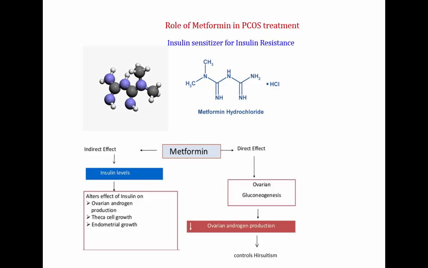This is the structure of metformin, and it acts by two pathways. First, it affects the insulin binding with the cell, and the other is that it promotes gluconeogenesis in the ovarian cell. So it lowers the androgen secretion, and it also helps to convert androgen into estrogen.